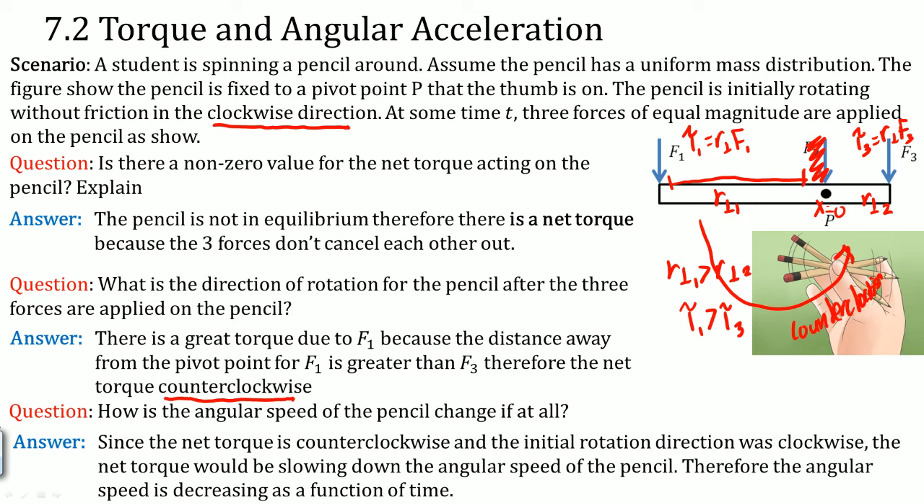So since the net torque here is counterclockwise and the initial direction is clockwise, the net torque would be slowing it down. The angular speed of the pencil is slowing down as a result. Therefore, the angular speed is going to be decreasing as a function of time. Due to F1 being in the opposite direction, it's going to slow down the clockwise rotation. Okay, and it doesn't matter which one is stronger. But to a point, it's going to slow it down because F1 is supplying a net torque in the opposite direction. There you go.